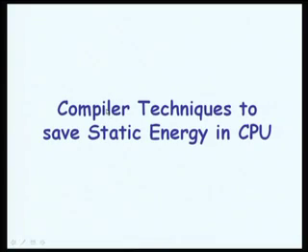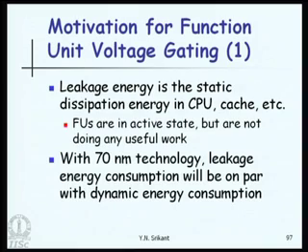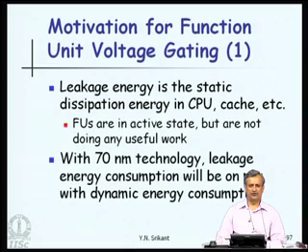Now, let us start looking at compiler techniques to save static energy in the CPU. So far we have seen techniques which save dynamic energy. We did not see any techniques to save static energy. Function unit gating, or voltage gating, is one of the forms which can save static energy, where the supply voltage to the CPU, say to a function unit, is switched off.